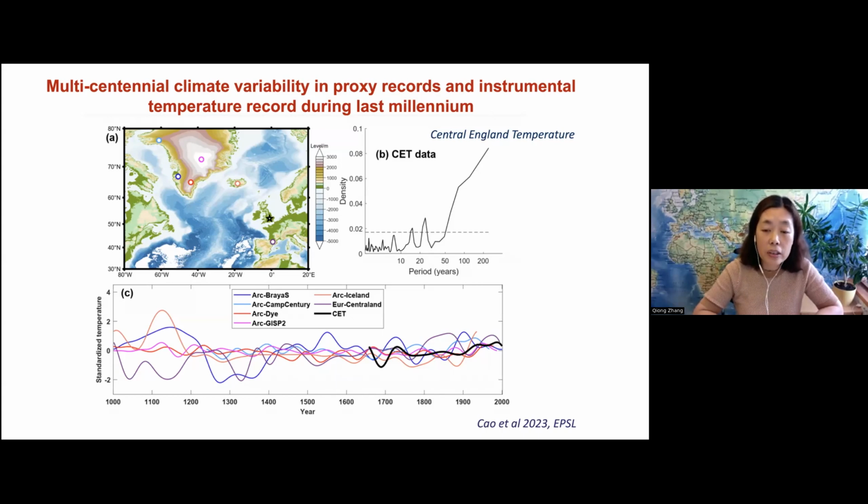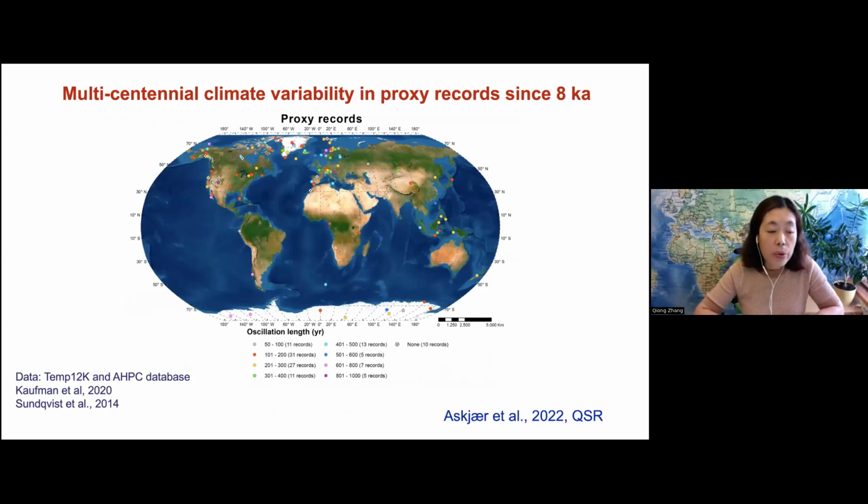So we had a look, and if we just plot all this variability, we could also see this variability. Even this Central England temperature shows this oscillation of about 100 up to 200 years. Further, we also looked at the database for the Temperature 12k and also the Arctic database.